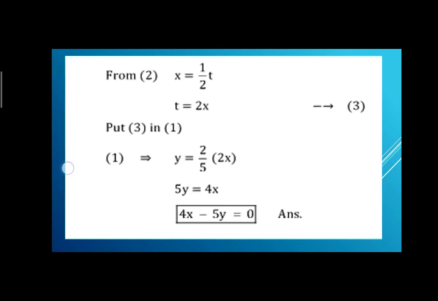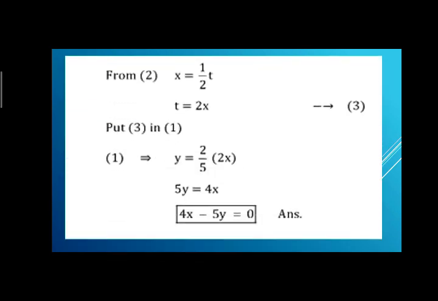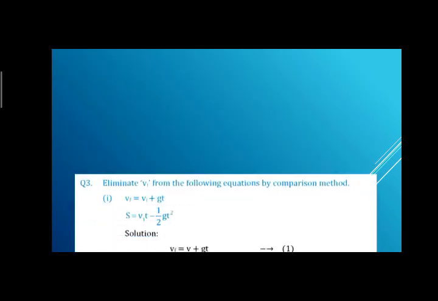Now here you see you have the equations y is equal to 2 by 5t and x is equal to 1 by 2t. From both of these equations, you eliminate the variable t. So after the simplification, by using the substitution method, you eliminate the variable t from that equation. So the answer is 4x minus 5y is equal to 0. Hopefully you all understand the substitution method. Now we move forward to our next method, that is the comparison method.